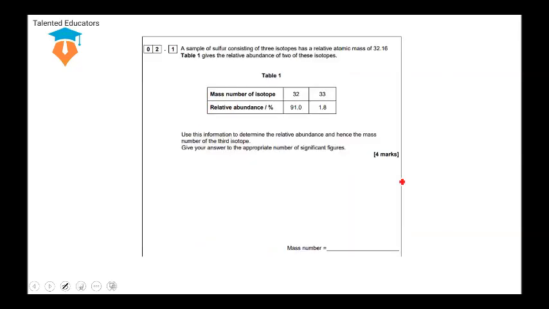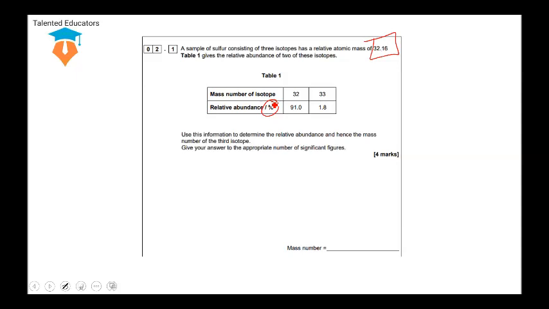2.1. A sample of sulfur containing three isotopes has a relative atomic mass of 32.16. Table 1 gives us the relative abundances. It's given us percentages, so we know it should be over 100. Use the information to determine the relative abundance and hence the mass number of the third isotope.